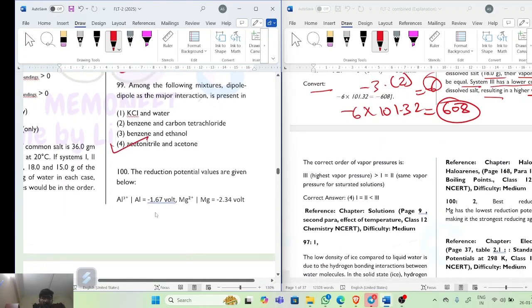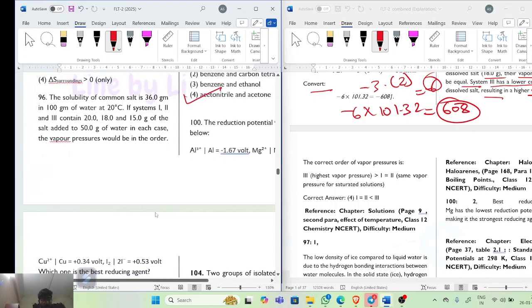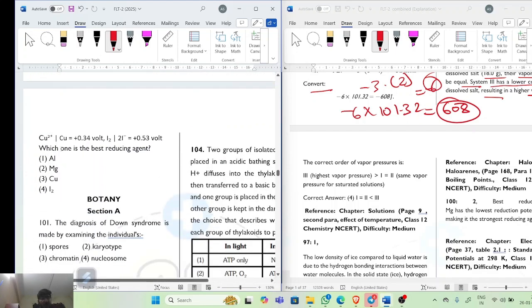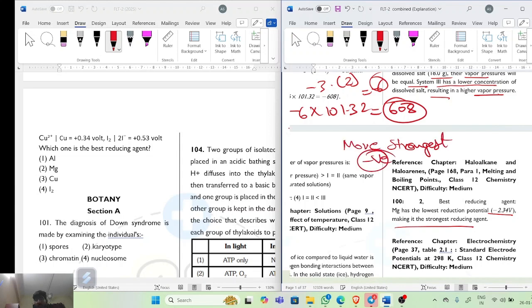The reduction potential values are given for Al3+/Al and Mg2+/Mg, and similarly for copper. Which one is the best reducing agent? The best reducing agent is Mg, which has the lowest reduction potential, the most negative, making it the strongest reducing agent. If the value is more negative, then it will be the strongest, and the less negative value is the most oxidizing. So option number 2 is our correct answer.